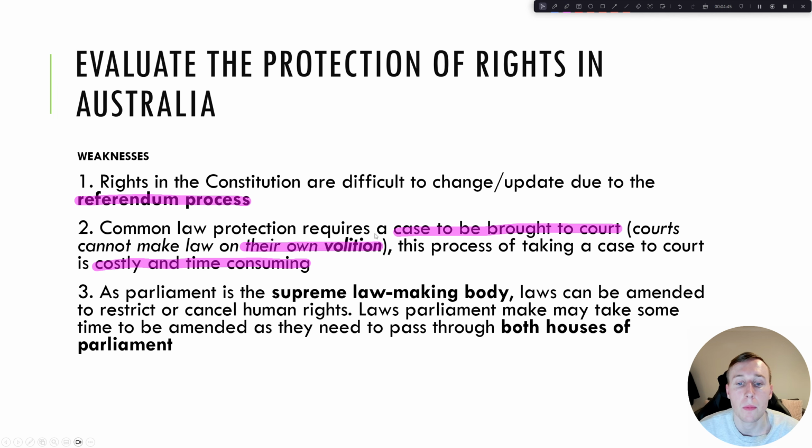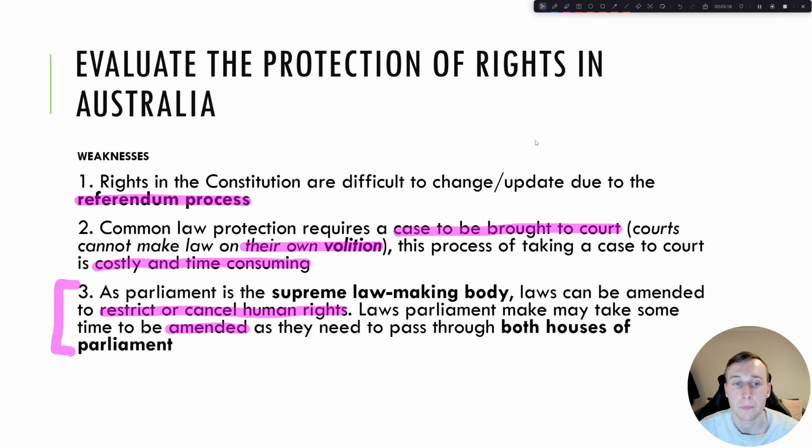Thirdly, we have Parliament, which is our supreme lawmaking body. They can actually make or amend laws that cancel or restrict our human rights. Whilst it is very unlikely they would do this, it is still a possibility. If they did make a law that restricts our human rights, the law needs to be amended and go through a whole process to get that amended. It has to be passed through both houses of Parliament to get it back to how it was. It's very unlikely, but it is important to recognize that they could potentially restrict our rights.